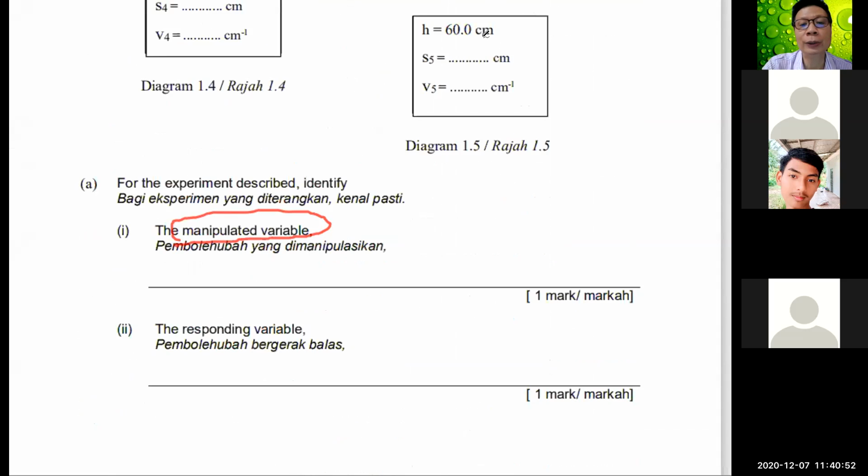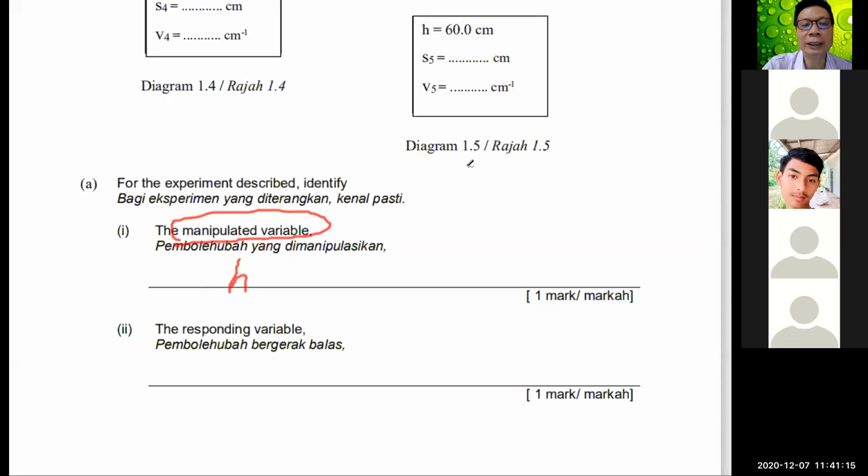H, yes, you are correct. Manipulated is the height, the H. Okay, the H. Okay, the manipulated is H. All right. Then what is the responding variable? Type the answer. What is the responding variable? Yes, velocity, the speed. Okay, the responding variable is the speed. So manipulated is H, responding is V, the speed.